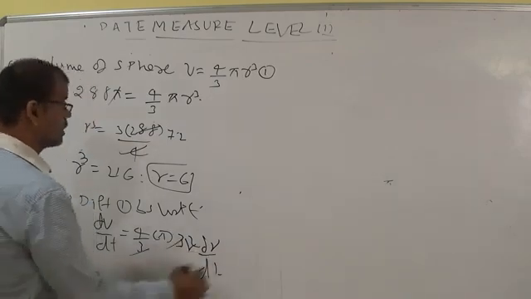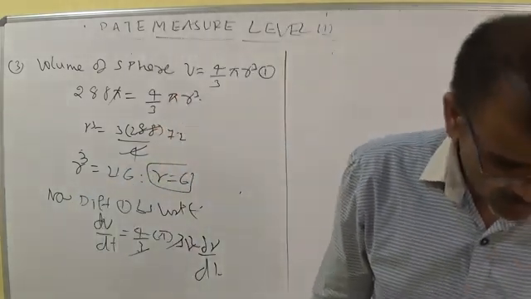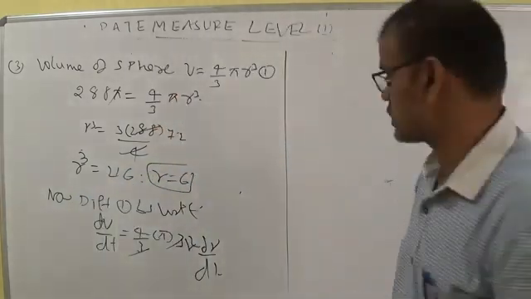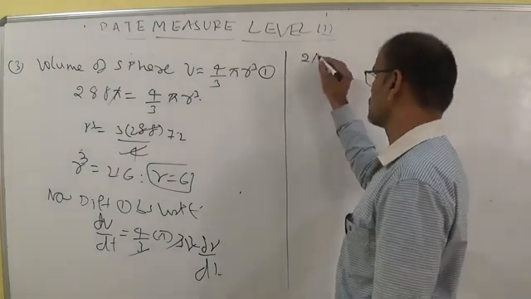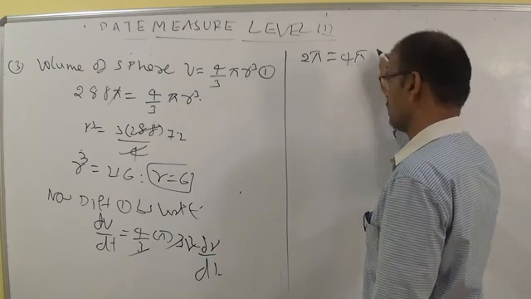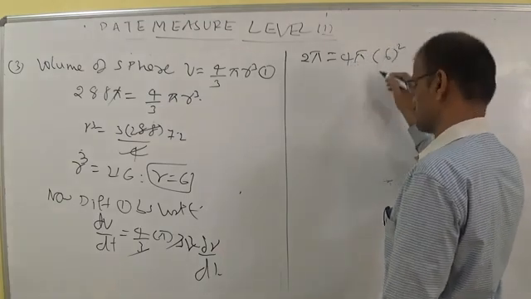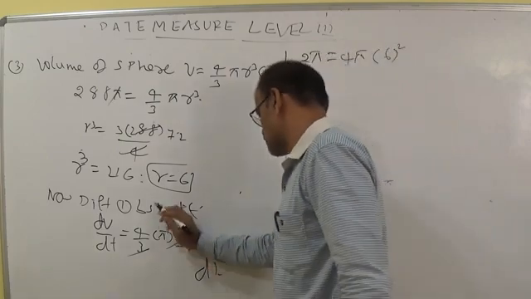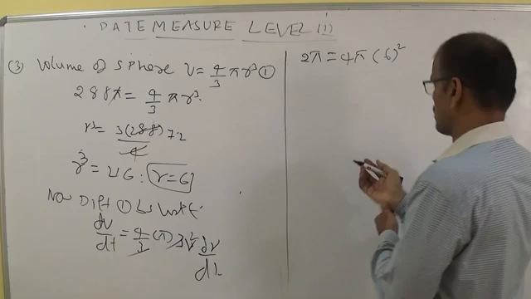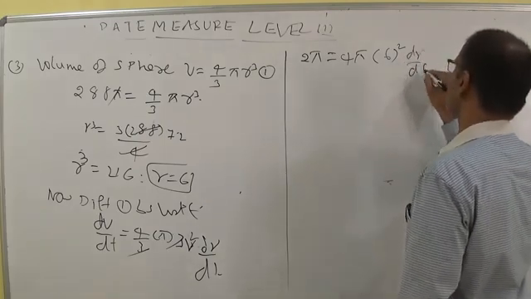3 and 3 will be getting cancelled. The dV by dt value, the rate at which the volume is increasing, he gave as 2 pi. So write here 2 pi is equal to 4 pi into r, which we calculated as 6, r square. Whenever it is r square, you can write 6 square into dr by dt.